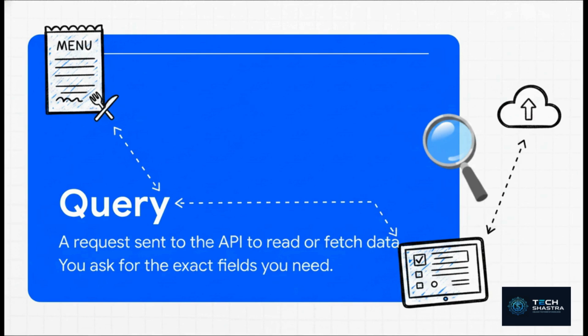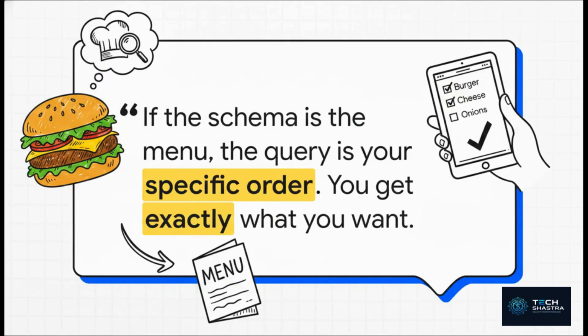Okay, so if the schema is the menu, how do you order? That's where a query comes in. The query is the actual request you send when you want to read or fetch some data, and you shape it to ask for exactly what you want from that menu. And this is where the magic of that analogy really clicks. Your query is your specific order. You don't just say, bring me some food. You say, I'll have the burger with cheese, but hold the onions. You get precisely what you asked for and nothing extra. That's the whole power of GraphQL right there.